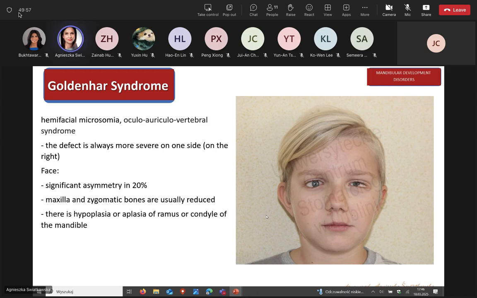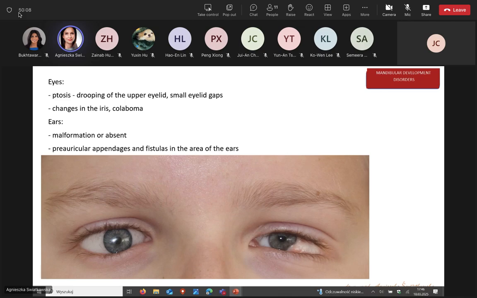Goldenhar syndrome. The difference between this syndrome and hemifacial microsomia is that here we also observe changes in the eyes, very often ptosis, so this is dropping of the upper eyelid, small eyelid gaps, and changes in the iris and coloboma.